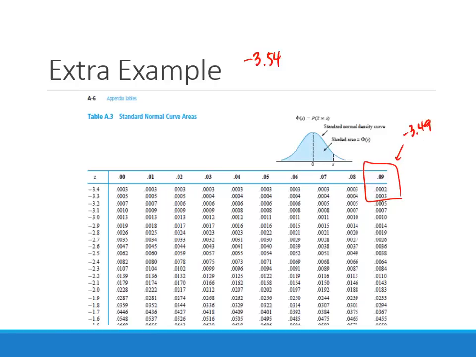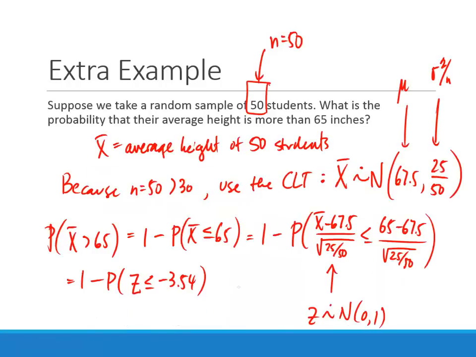So what's the probability that z is less than negative 3.54? It's pretty much 0, right? And in any case, it's less than 0.002. So when you get a number that's off the table, the probability of being less than that is essentially 0. So this is pretty much 1. So you're almost guaranteed that that average of 50 students is going to be larger than 65.